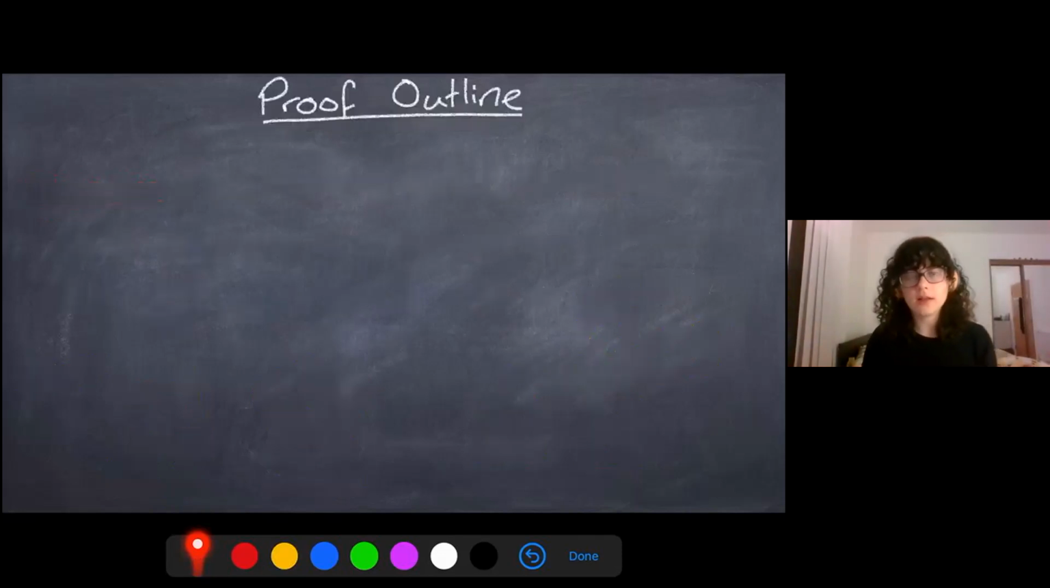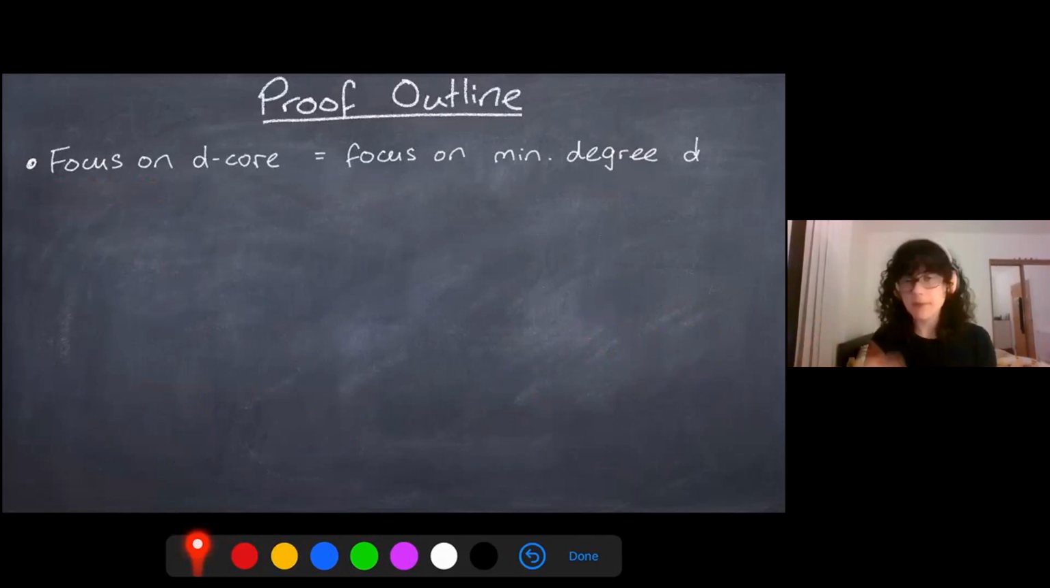Okay, so I'll give an outline of the proof. The first thing we do is we just focus on the decor, because if we focus on the decor, we just care about minimum degree. We don't need to worry about degeneracy. So if you can show that this lower bound holds for graphs of minimum degree D, then you win.